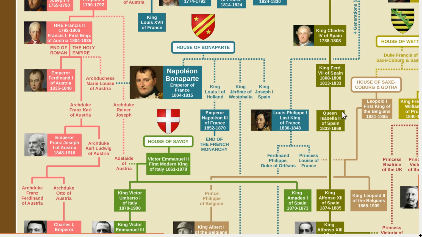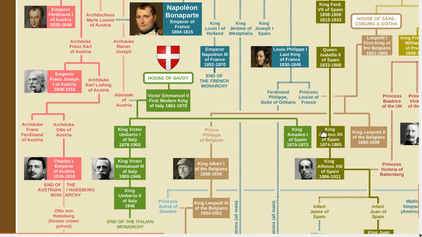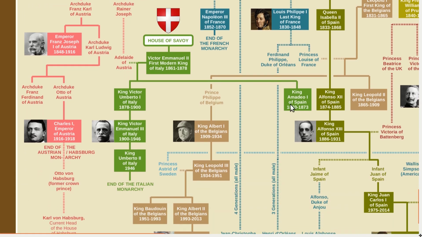and eventually she was forced to abdicate during a period known as the Glorious Revolution in Spain. And instead of her, another king was elected, and that was King Amadeo I, and he was from the House of Savoy, and he was actually the son of the first modern king of Italy. But that particular revolution did not last, and he remained king only for a few years.